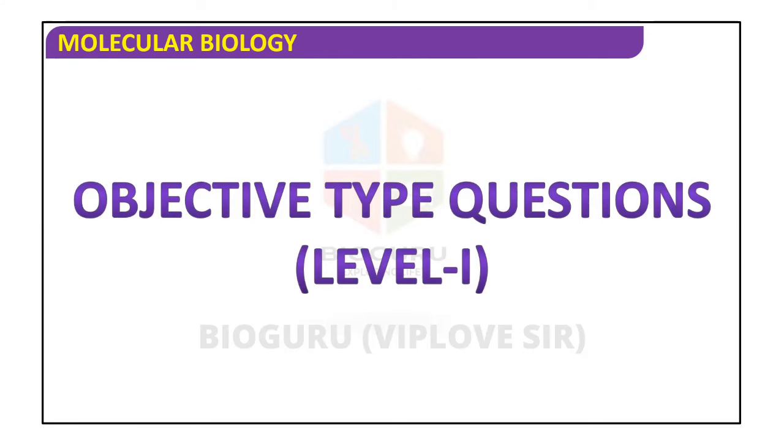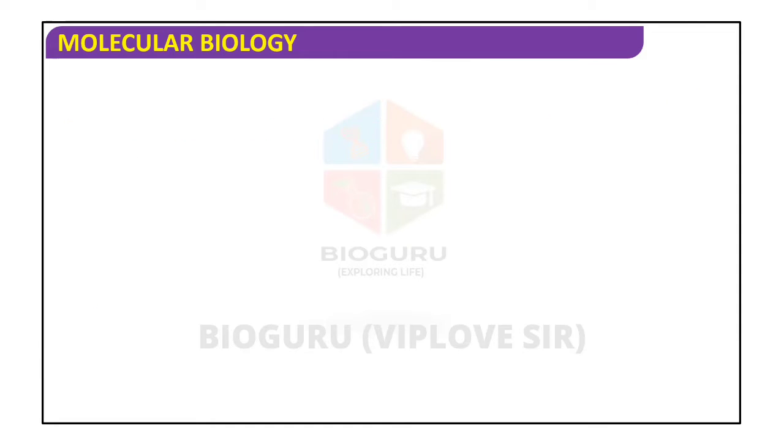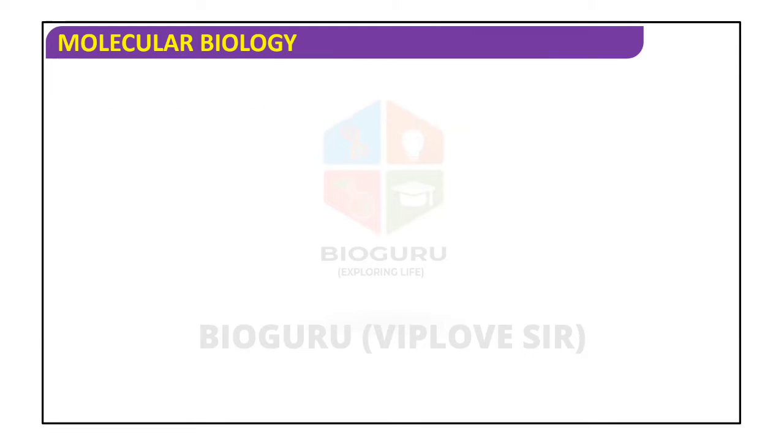Today we will discuss some questions of molecular basis of inheritance. So objective type questions level 1. The number of nucleotides in 5174 bacteriophage is 1386, 3586, 2586 or 5286. Yes, it is 1386. The number of nucleotides base pairs in lambda phage is 50286, 48502, 20585 or 30585. Yes, it is 48502. That's good.